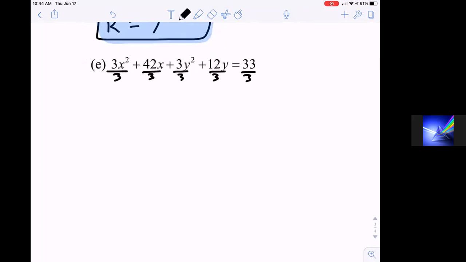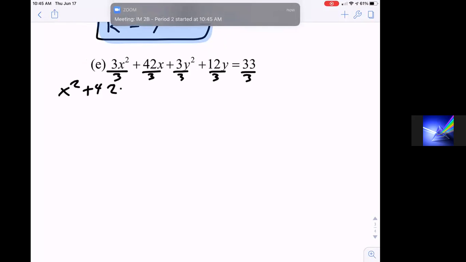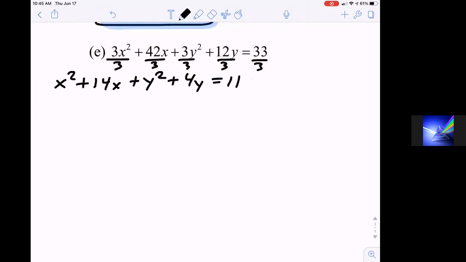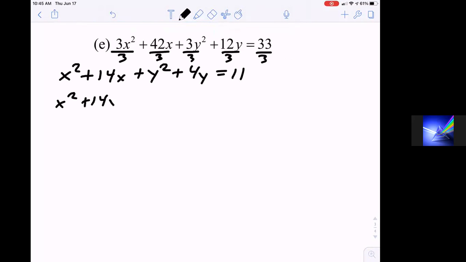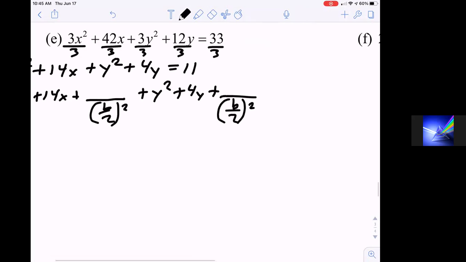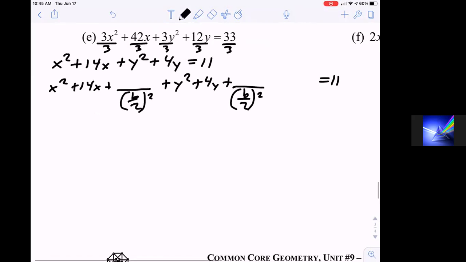And then as we do, we're going to get x squared plus, and then we're going to do 42 divided by 3. So 42 divided by 3 is 14x plus y squared plus 4y equals 11. So we're breaking everything down by dividing everything by 3. Now let's spread it out. So we have x squared plus 14x plus, leave some space for the b over 2 squared term here. Okay, plus y squared plus 4y plus, leave some space for the b over 2 squared term here. Leave a little space, equals 11.